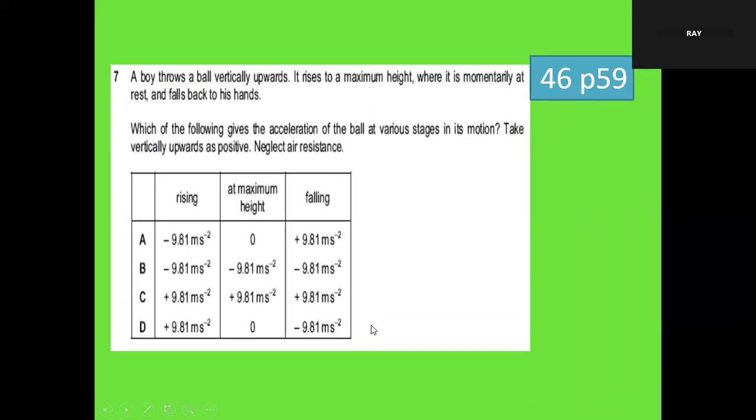How about this one? A boy throws a ball vertically upwards. It rises to a maximum height where it is momentarily at rest and falls back to his hand. Which of the following gives the acceleration of the ball at various stages in its motion, taking vertically upwards as positive, neglecting air resistance?